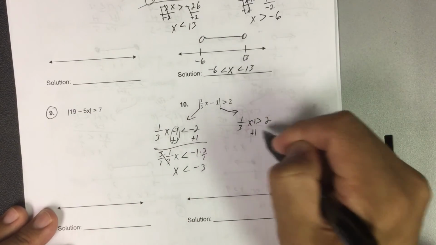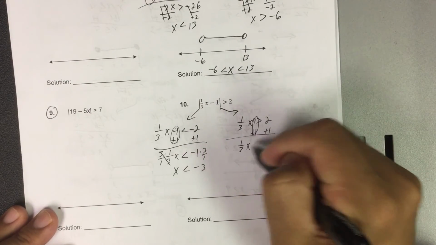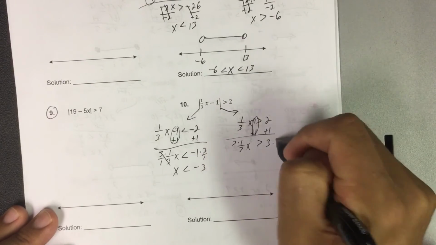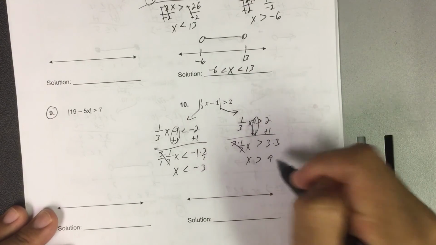Same steps on this side. Add 1. 1/3 x is greater than 3. And then just multiply by 3. Cancels, and we get x is greater than 9.